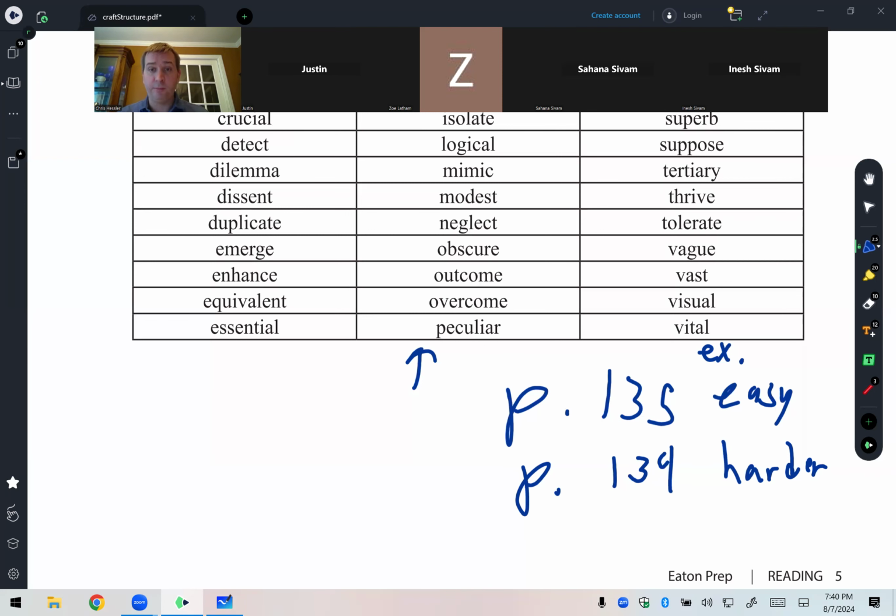And that one was D. So that was the easy one. Let's try the harder one on the previous page. And then I am sort of curious what you think. Is this a tier 2 word? All right, look at our answer choices.